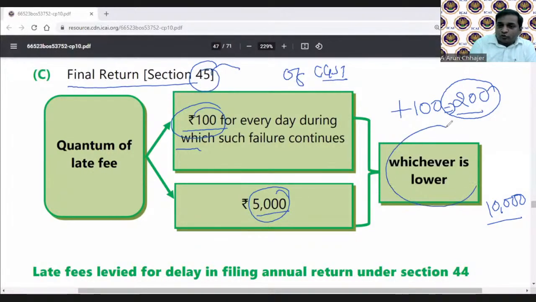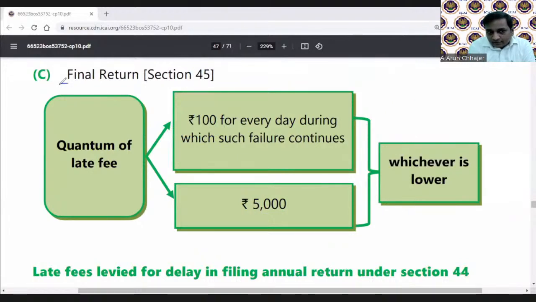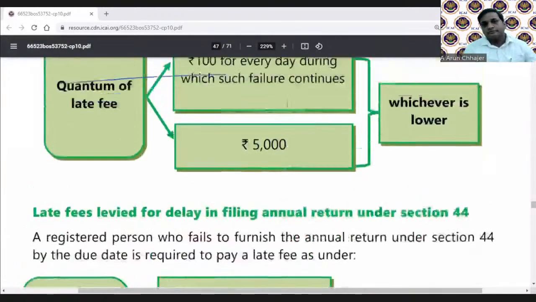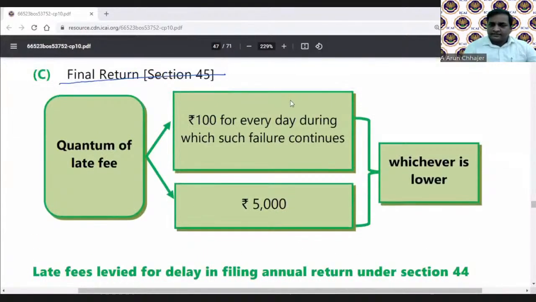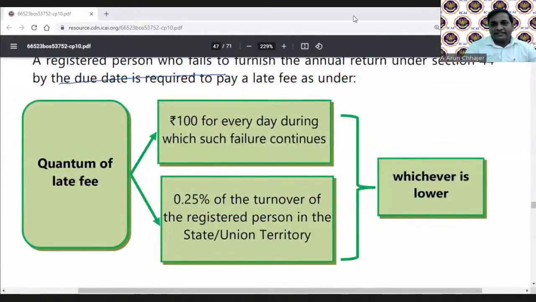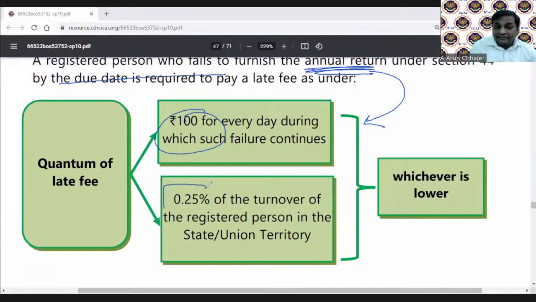5,000, whichever is lower. So that is final, that is the quantum of the late fees. Earlier, this late fees was the same for all. Now there is some rationalization. Before that, let me read about the late fees for a registered person who furnishes the annual return. There is separate late fees for the annual return, 100 rupees per day or 0.25% of the turnover of the registered person in the state or UT, whichever is lower.